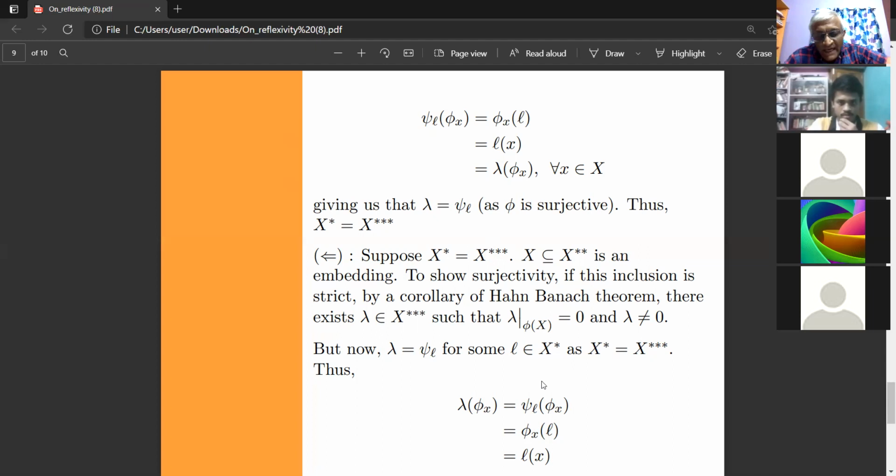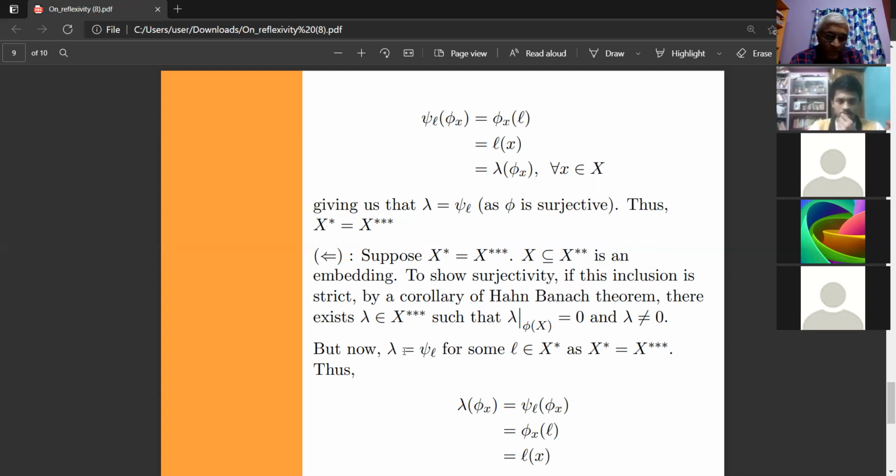Once again, is this closed? Yes, because this was an isometry actually. So because of that we have that phi of H is closed in H triple star. That makes really good sense, because this is for closed subspaces. Yeah, we are using the fact that this one is an isometry there.